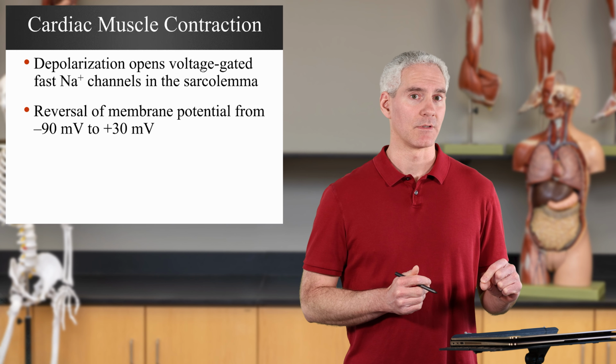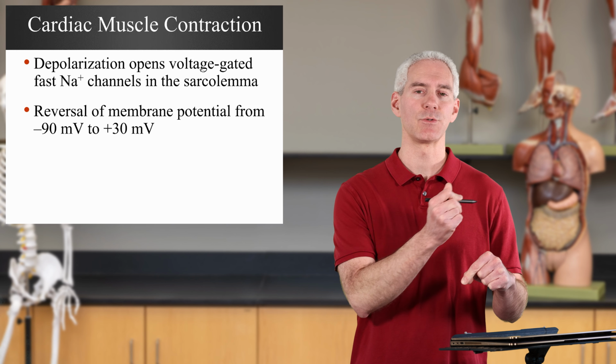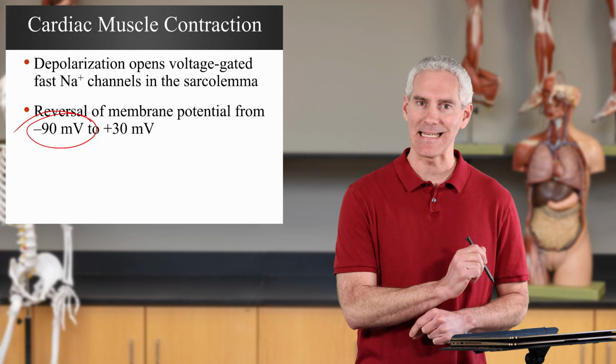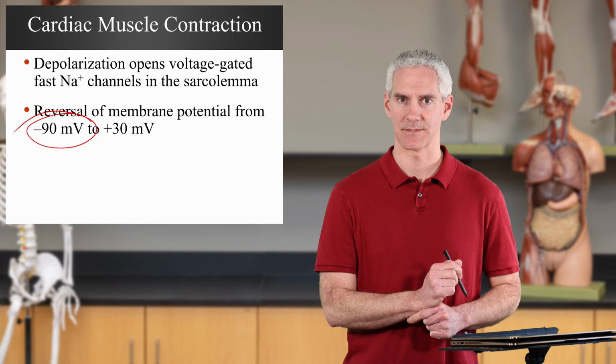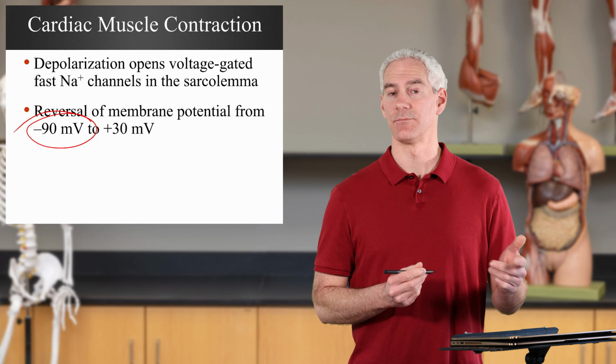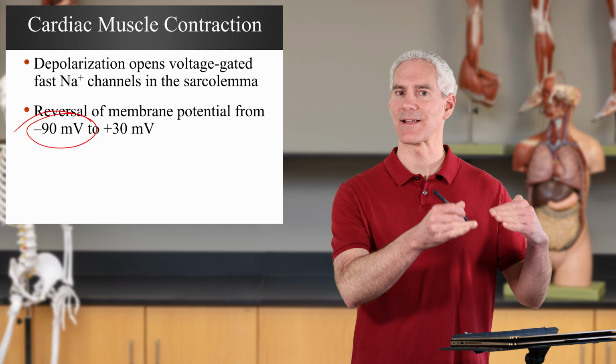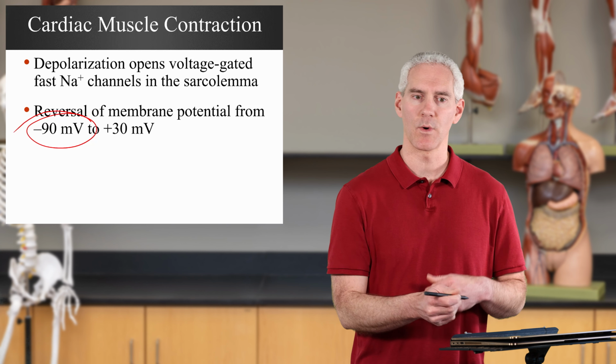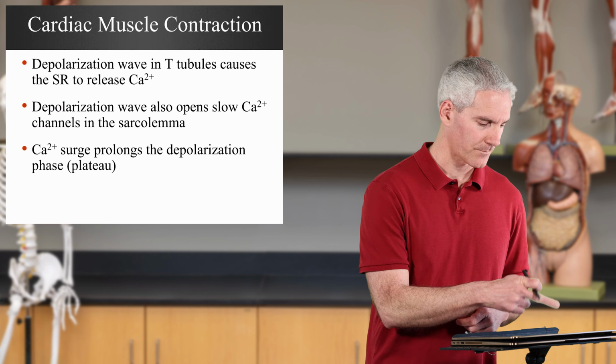The difference here, though, with this cardiac muscle compared to what we've already dealt with, is we're looking at a negative 90 millivolt resting state. The skeletal muscle, the neurons, were around a negative 70 millivolt resting state. So we've kind of changed where the resting state is.